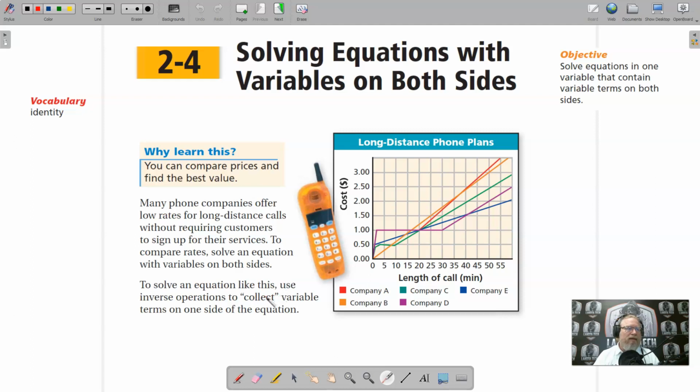But the textbook likes to use the word collect, which is interesting because many of you may not be old enough to know about collect calls, but there used to be such a thing as a collect call, where you would reverse the charges to the person you were calling instead of paying for them yourself.